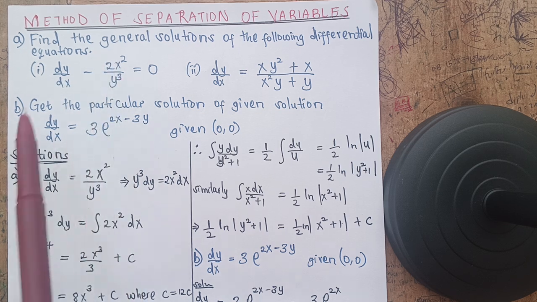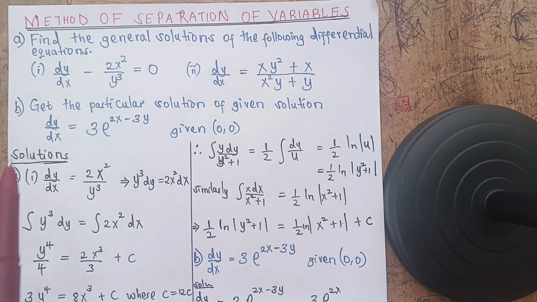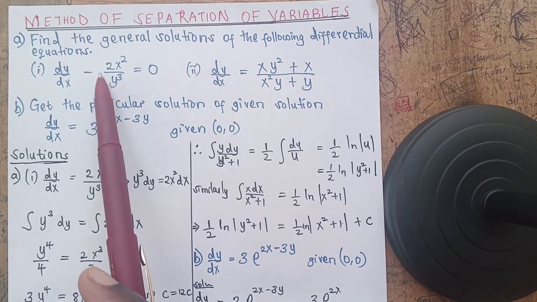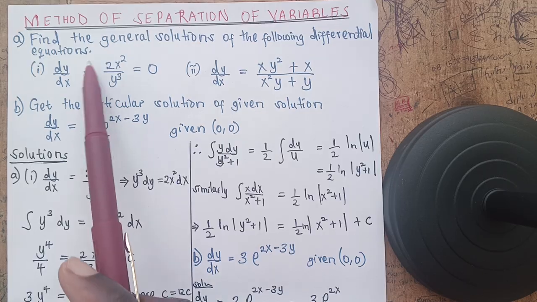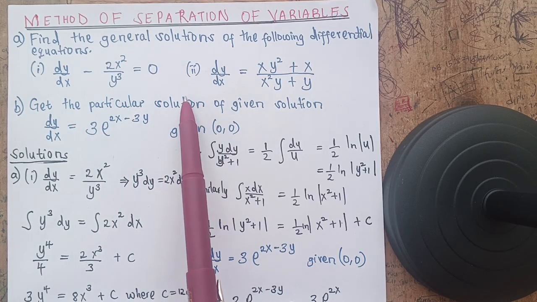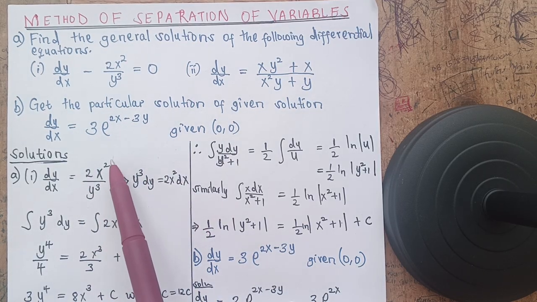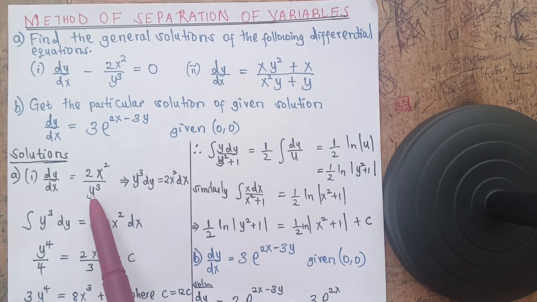Part (i), equation A: we are going to first put this term on the right hand side. So it's the same as dy over dx is equal to, if we move this one to the right hand side, it's going to be positive, so it's going to be 2x squared divided by y cubed.